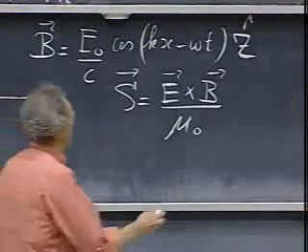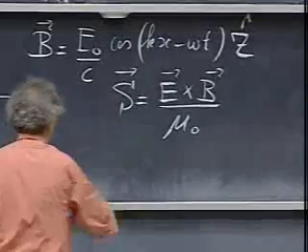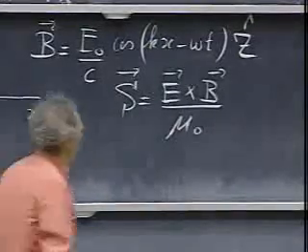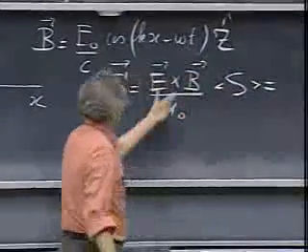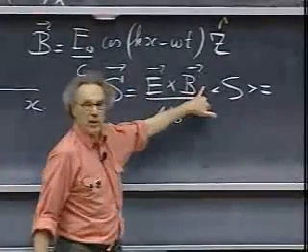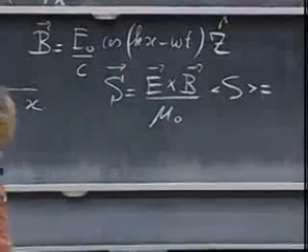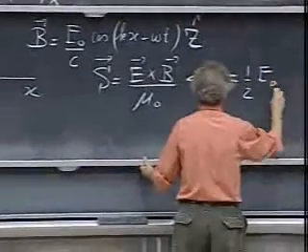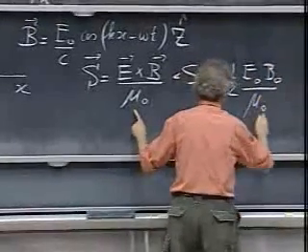Of course, we are in general not interested in the instantaneous value of the Poynting vector. Who cares about that? It oscillates like mad. I'm more interested in the time average value. And so the time average value, this has a cosine omega t, this has a cosine omega t. The product averages out to be 1/2 of cosine square omega t. I get an E0, I get a B0, and I get a mu 0.